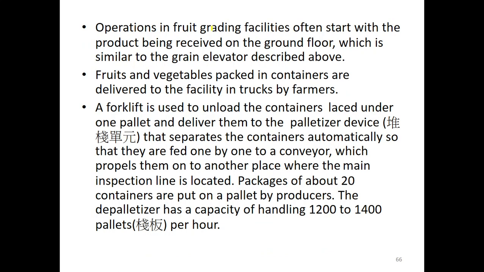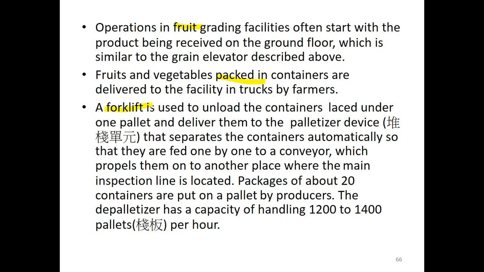Operation in a fruit grading facility often starts from the product being received on the ground floor, which is similar to the grain elevator described above. So the fruit basically is put on the ground after harvest, and we need to process it from the ground. Fruit and vegetables packed in containers are delivered to the facility in trucks by farmers.